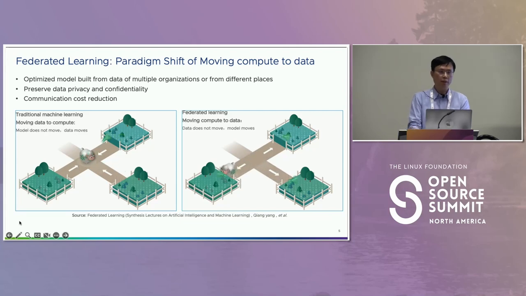There are two reasons behind federated learning. One is to preserve the data privacy and confidentiality. The other is to reduce the communication cost of the training. Suppose we want to move the data to a central place to train, that is very hard because a large amount of data would need to be transmitted. So the data needs to stay local for the computation. Those are the two reasons behind federated learning.